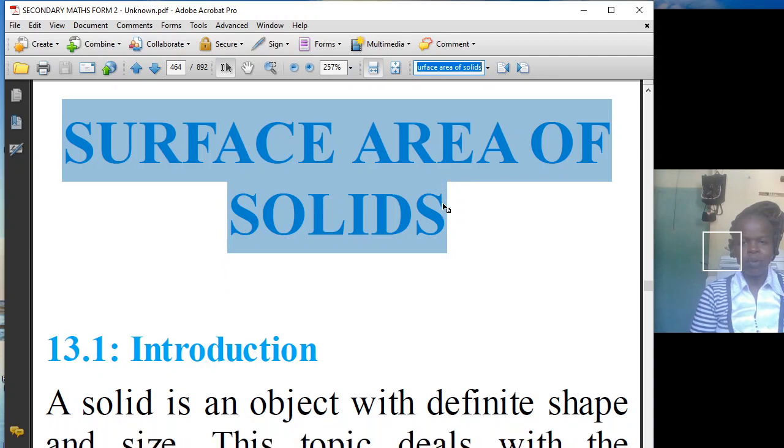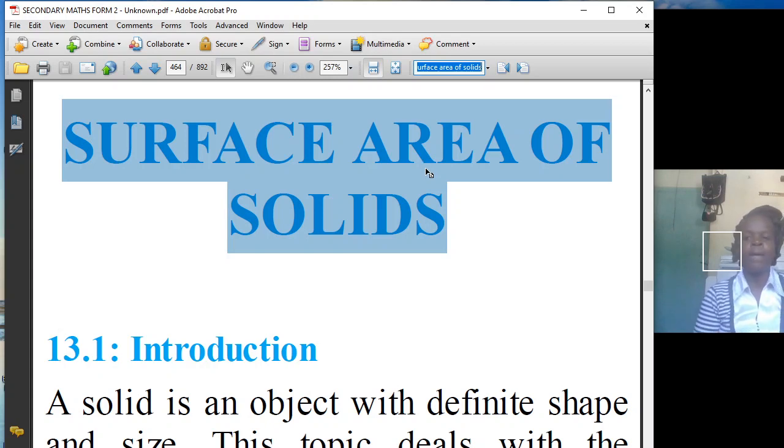In the introduction, what I can say on this topic is that it is a good one. It is related to two other topics, one in Form 1 and another one in Form 4. Still, we have another topic in Form 2 which comes after this one, volume of solids. So it is connected to those topics. If you need to get good marks, then master the four topics actually.